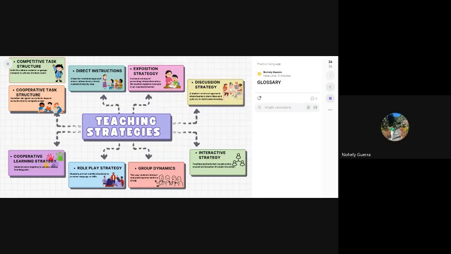Then we have cooperative learning strategy, which involves students working together to achieve a common goal. It promotes teamwork and shared responsibility. So related to this, we have cooperative task structures where tasks are designed so students depend on each other to succeed. And finally, we have competitive task structures, which involve students or groups competing, which can increase motivation and engagement.